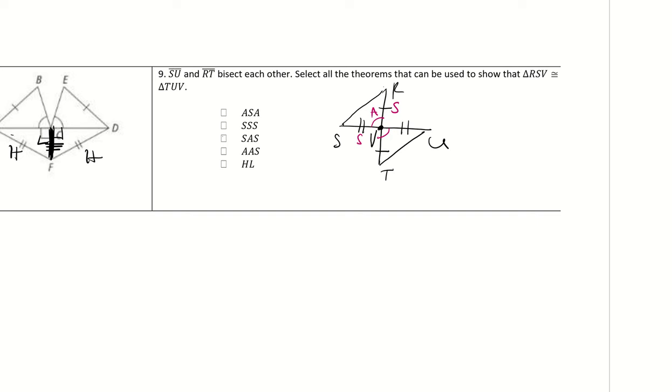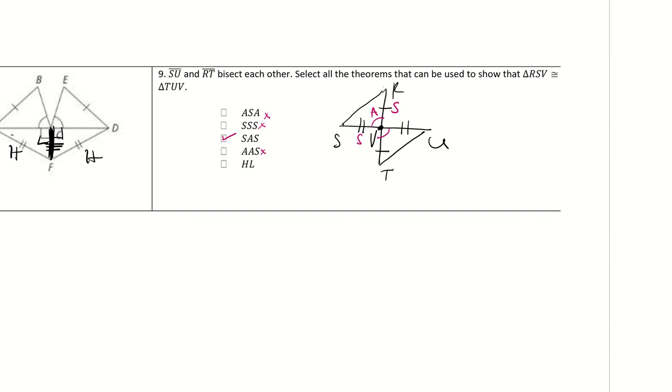So SAS. All right, so we got SAS, and we don't know any other angles here. So we can't use anything with two angles. So we wouldn't be able to use, for example, this one, and we don't have the third side either. So we wouldn't be able to use something like that. And then, yeah, this one has two angles, so we wouldn't be able to use that.